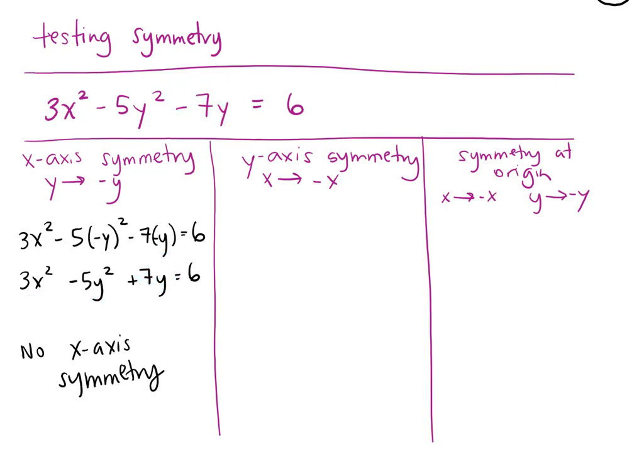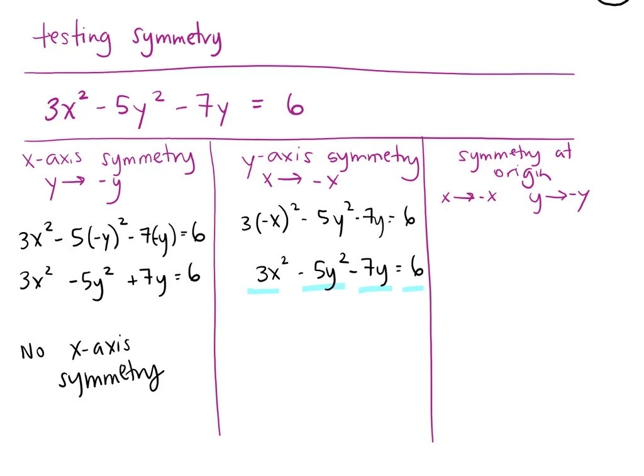We'll continue to solve for y-axis symmetry by plugging in negative x. 3 negative x squared minus 5 y squared minus 7y is equal to 6. And when I simplify this, the negative x squared becomes a positive x squared because of the nature of negatives when you square them. And then you're going to compare our equation to the original. And if you compare it, each piece matches the one above. So that's great. So it does have that symmetry.